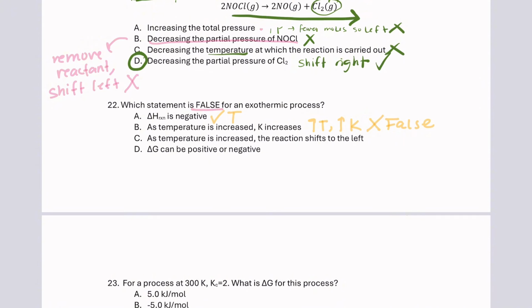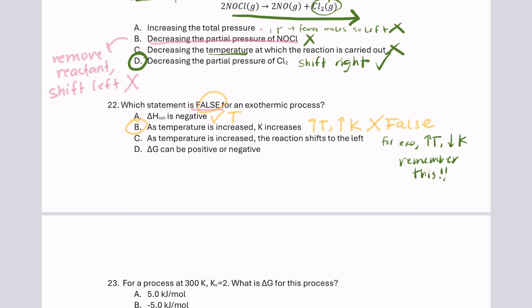If you increase the temperature, it's like adding heat, which shifts the equilibrium to the left. In an exothermic reaction, heat is like a product. So again, you increase temperature, it's like you're adding more product. For the system to re-equilibrate, the equilibrium is going to shift to the left towards the reactants. That means the equilibrium constant actually decreases, not increases. So B is our correct answer because we're looking for a false statement.